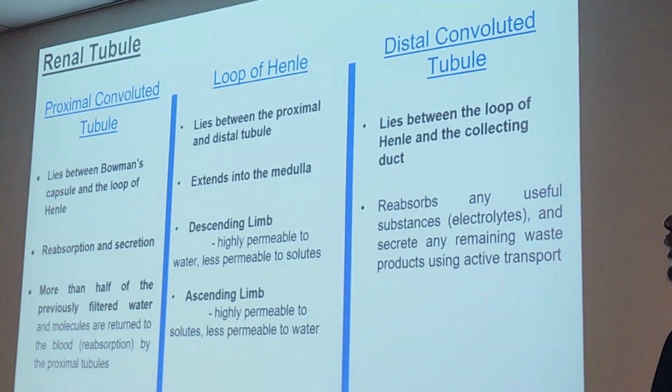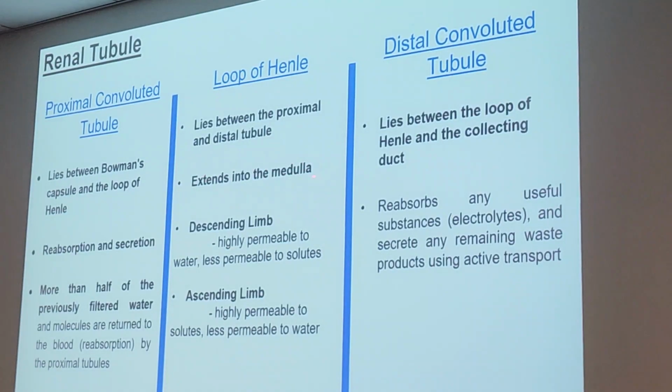I don't know how important this is to you, but it's important to us that this is the only part of the nephron that extends into the medulla. The nephron is located in the renal parenchyma, but the loop of Henle is the only part that extends into the renal medulla, or the renal pyramids.